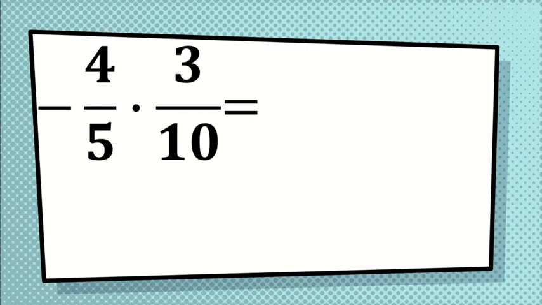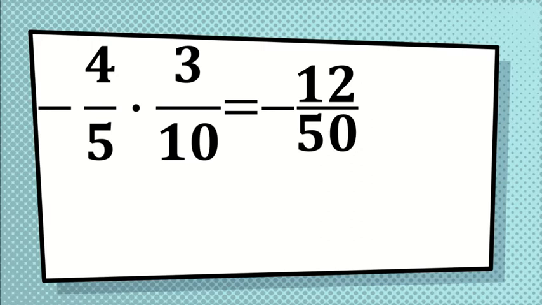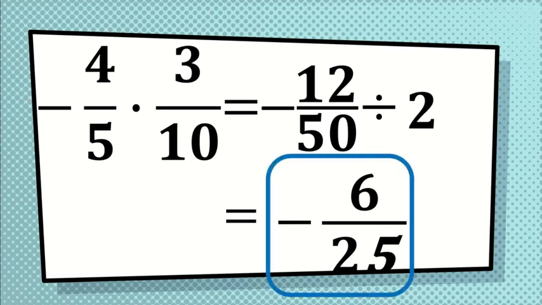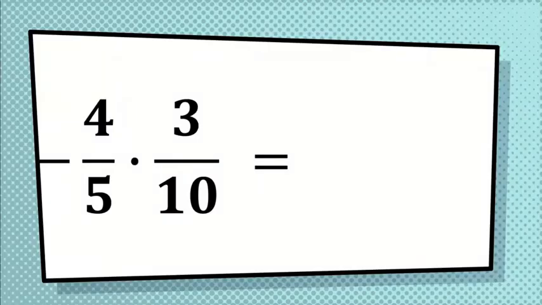Next, we have -4/5 times 3/10. Multiply the numerators. -4 times 3 is -12. Over 5 times 10 is 50. GCF of 12 and 50 is 2. We divide them by 2. -12 divided by 2 is -6. 50 divided by 2 is 25. Therefore, the product of -4/5 and 3/10 is -6/25.